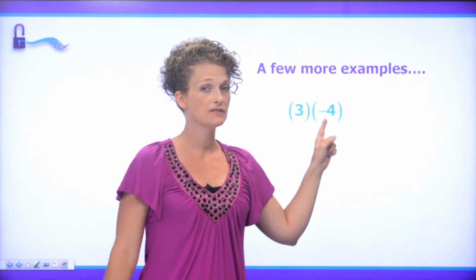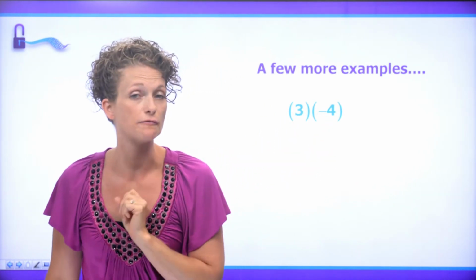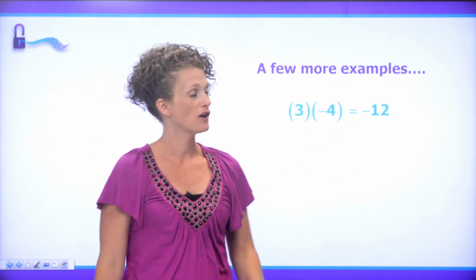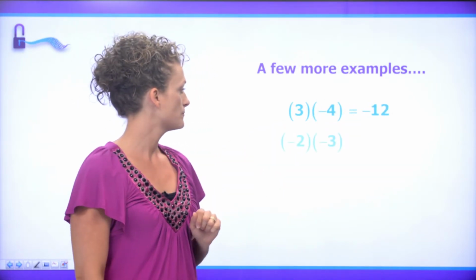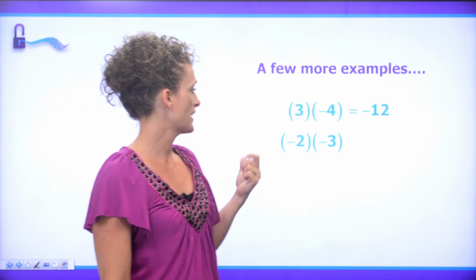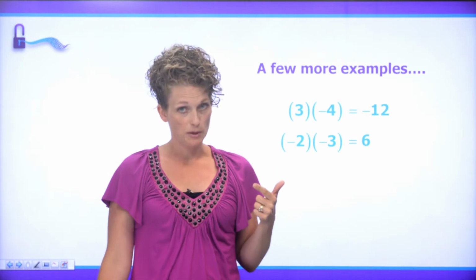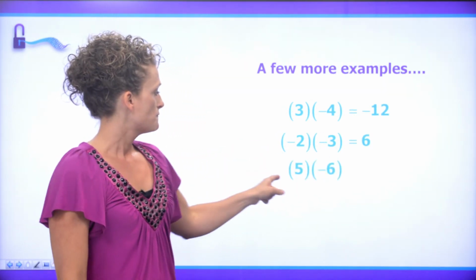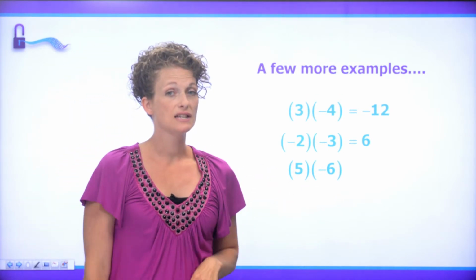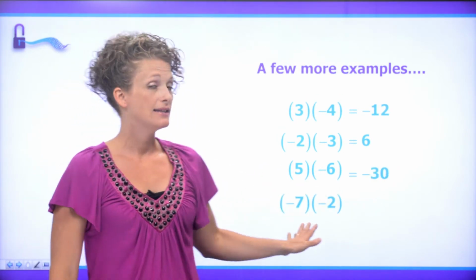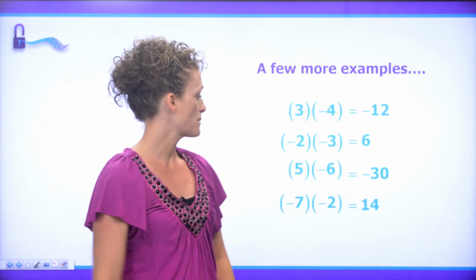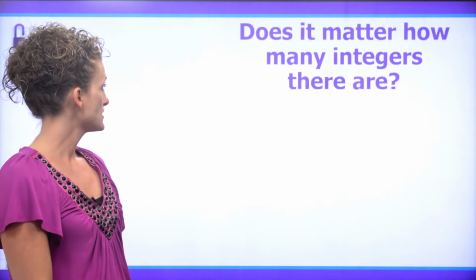I have a positive times a negative, so 3 times negative 4 is going to give me, I'm sure you know, negative 12, because positive times a negative is a negative. Negative 2 times negative 3, we just did one very, very similar to that. Two negatives gives me a positive, so it's positive 6. 5 times negative 6, again, we have one negative, so 5 times negative 6 is going to give me negative 30. And negative 7 times negative 2, which again is two negatives, so we're going to end up with a positive 14 as our answer.